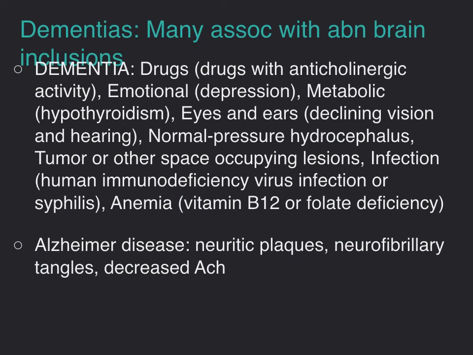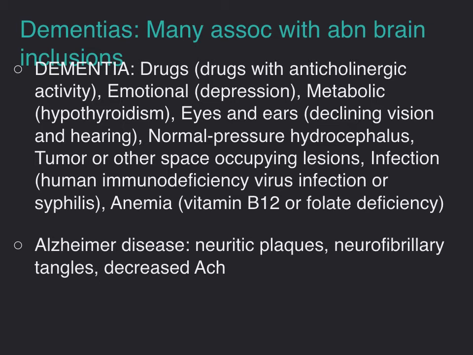With dementias, many are associated with abnormal brain inclusions, which means abnormal circulation, and abnormal cells in the brain. I thought this was interesting, your dementia mnemonic that goes with it. The drugs that are used for dementia are drugs with anticholinergic activity.